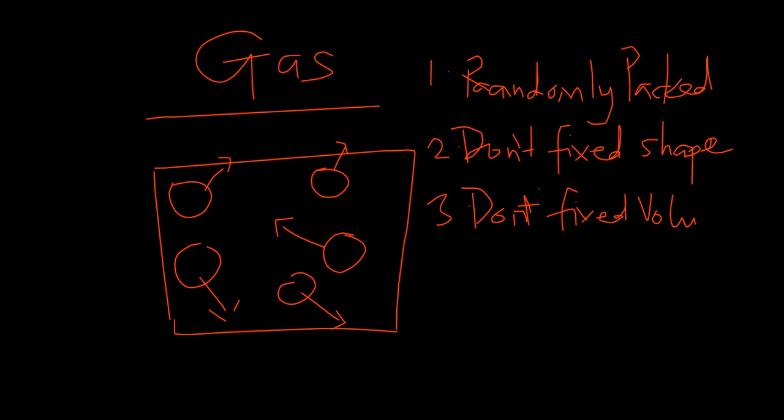Okay, let's look at the lattice structure again of gases. And here you can see that the particles are widely apart, randomly placed. So it means that the force of attraction between these particles is even much weaker. So it has a very, very weak force of attraction between particles.